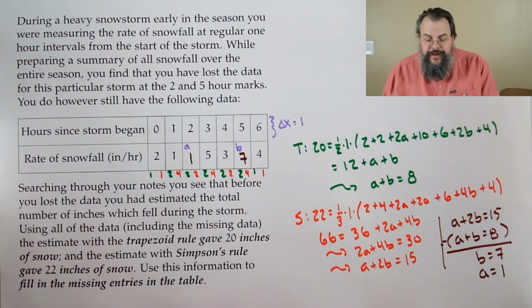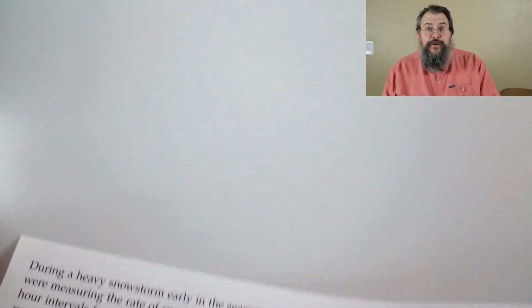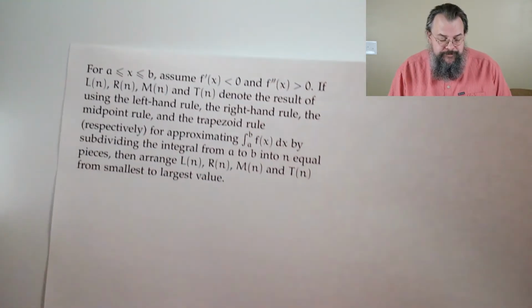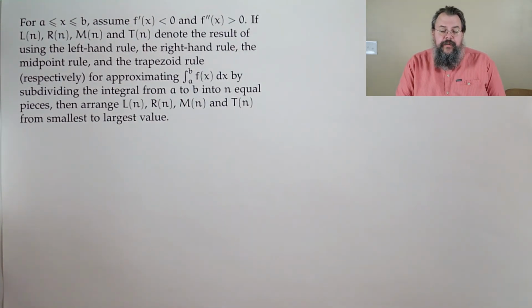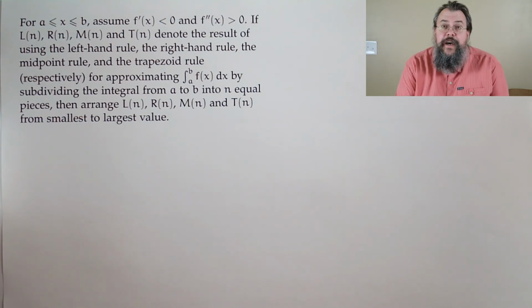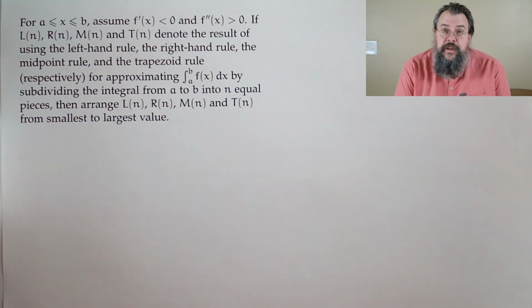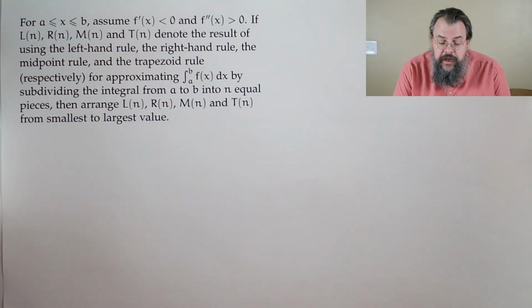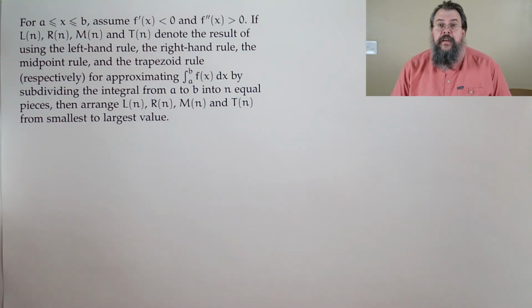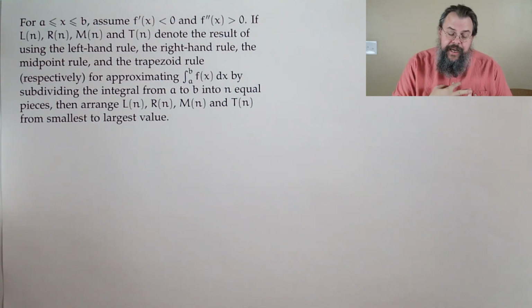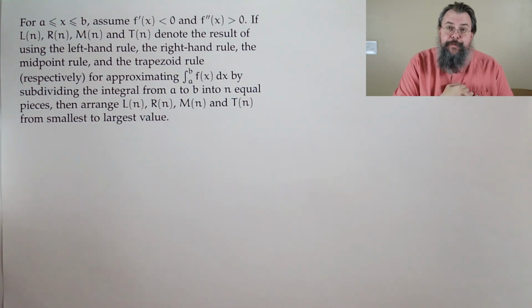Wonderful. Well, good. I think we have time for one more. One more problem to finish it up. So here we go. For a less than or equal to x less than or equal to b, let's assume that our derivative is negative and our second derivative is positive. And we're going to look at L of n, R of n, M of n, T of n. That's the left-hand rule, right-hand rule, midpoint rule, trapezoid rule.